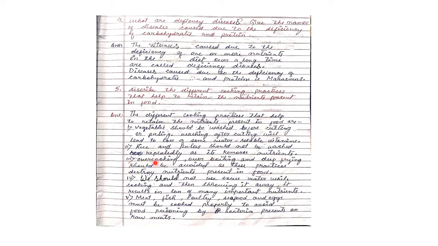Number 3, overcooking, overboiling and deep frying should be avoided as these practices destroy nutrients present in food. Number 4, we should not use excess water while cooking and then throw it away. It results in loss of many important nutrients. And now the last one, number 5. Meat, fish, poultry, seafood and eggs must be cooked properly to avoid food poisoning by bacteria present on raw meats.